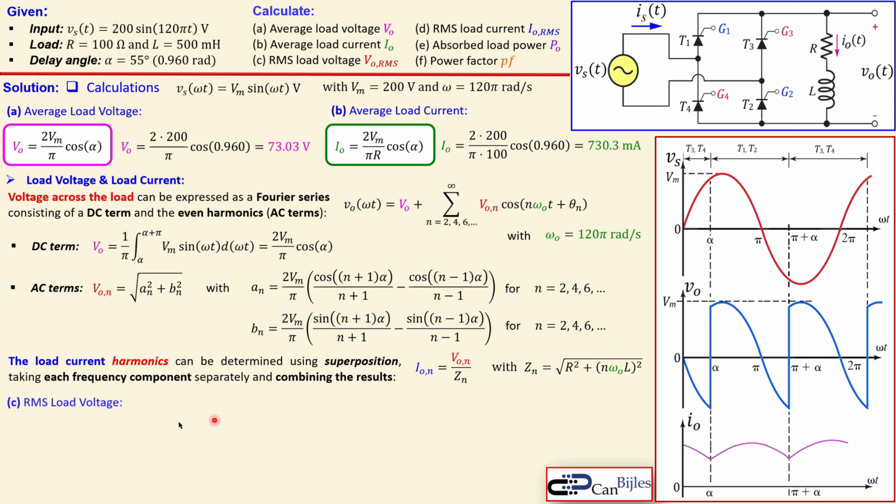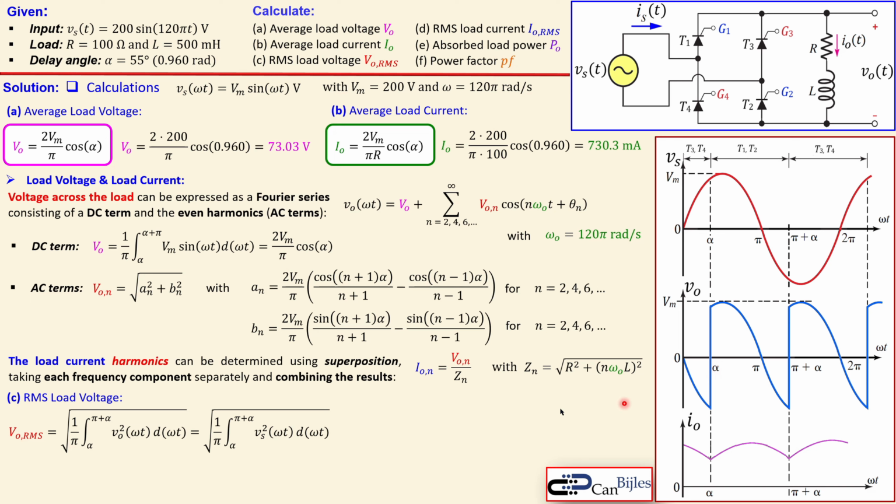Okay. Let's now go to the RMS load voltage. That is in this case pretty simple, because if you do the integration, you see the vo squared, which is our load voltage squared, the same expression we use for the RMS values. We know the vo, which is our load voltage, is the exact same as our input voltage for the part from alpha up to pi plus alpha. So we can also use the expression for the Vs, which is shown here.